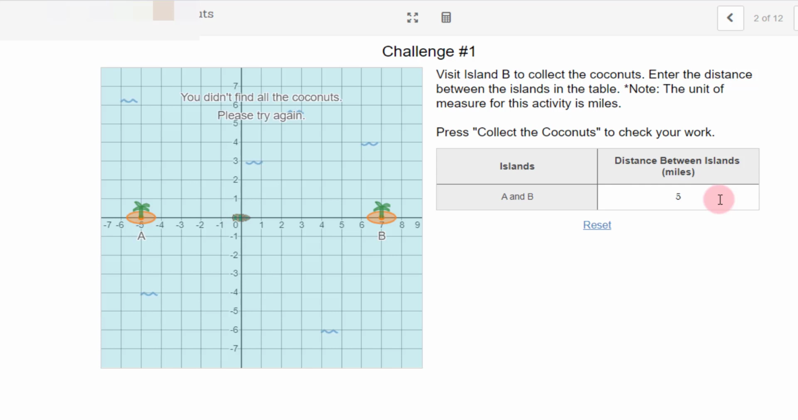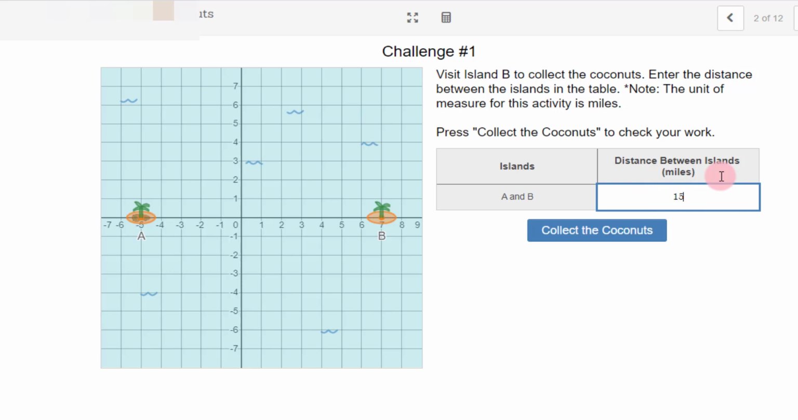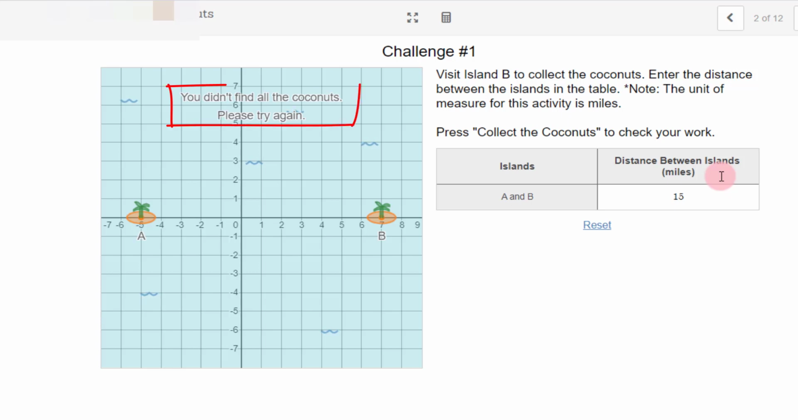The little boat would have stopped sooner. Or if I put something that was more, the little boat would have passed the second island, Island B. So it gives them an opportunity to kind of explore. Now again, you might think to yourself, well, how hard is this? Remember, you're not a 5th grader, right? Something like this may seem extreme to a 5th grader.